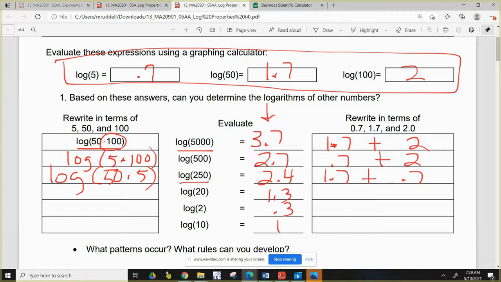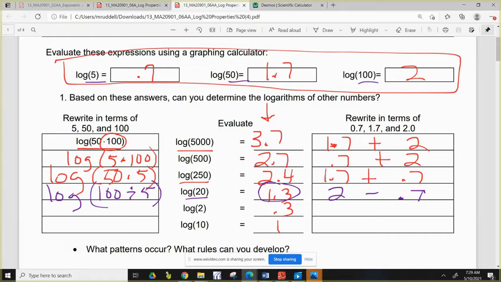So multiply goes with that. It's kind of like our exponent rules. Multiplication and addition go together. Now look at log 20. We can't multiply any of those three numbers, 5, 50, and 100, to get 20, but we can divide. 100 divided by 5 is 20. Log 100 is 2. Log 5 is 0.7. What do we do with those two numbers to get this 1.3?